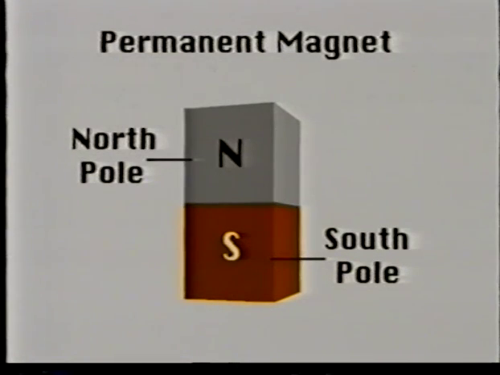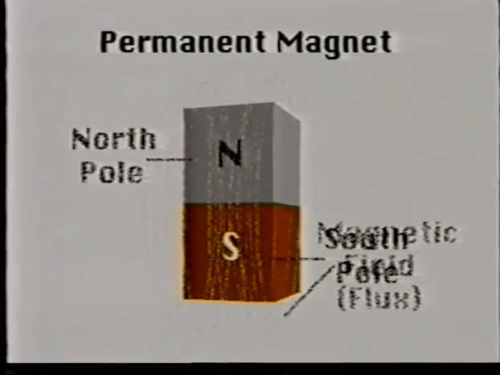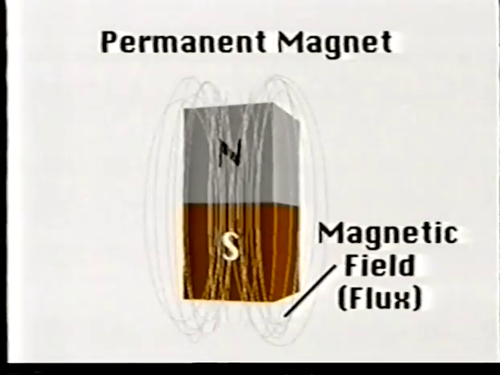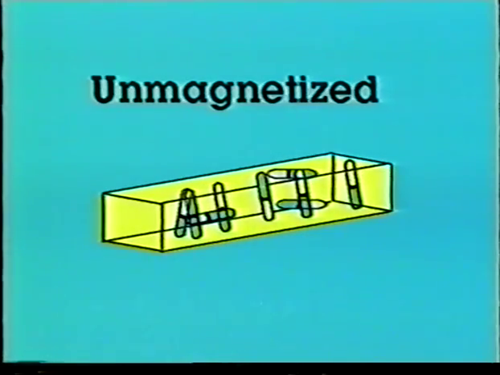A permanent magnet has a north, positive pole, and a south, or negative pole. An invisible magnetic field or magnetic flux surrounds the magnet. When a piece of iron is not magnetized, its molecules are arranged randomly. However, when the iron is magnetized, its molecules align from north to south.